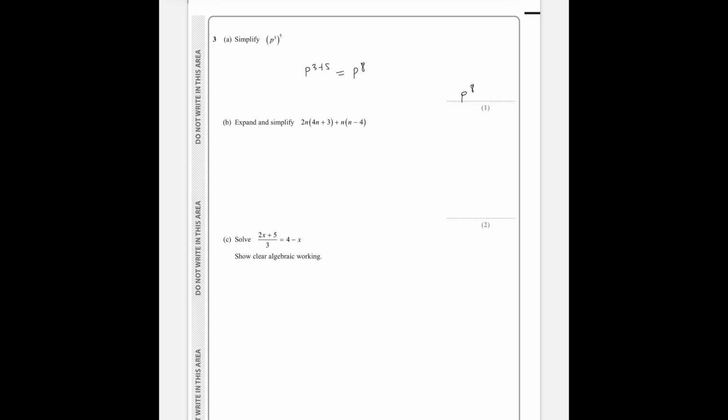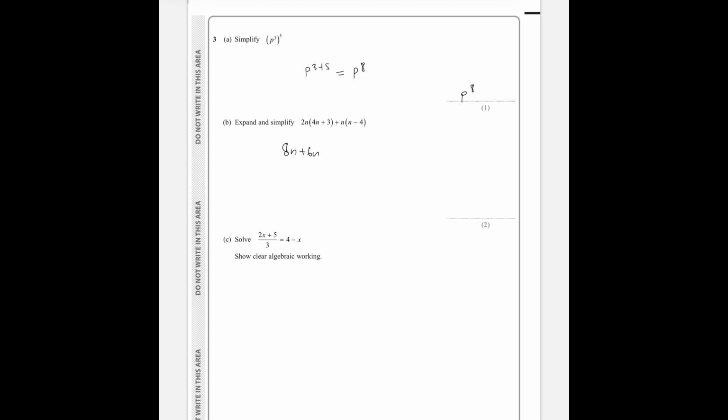Next one, expand and simplify. Do go quite slow in these, otherwise I think they could easily trip you up because there's so many things to multiply and add together. So let's go for it slowly. 2n, what is going on? Okay, 2n multiplied by 4n, which is going to give you 8n. Now 2n times 3 is going to be 6n.